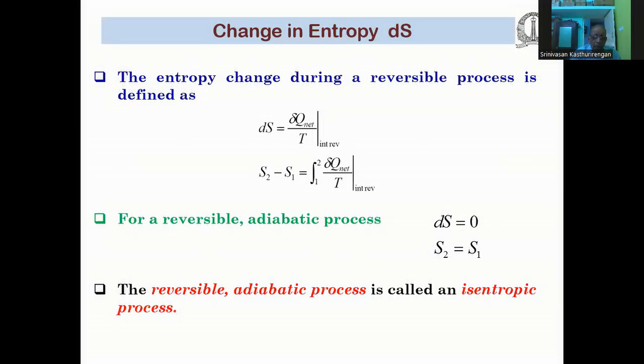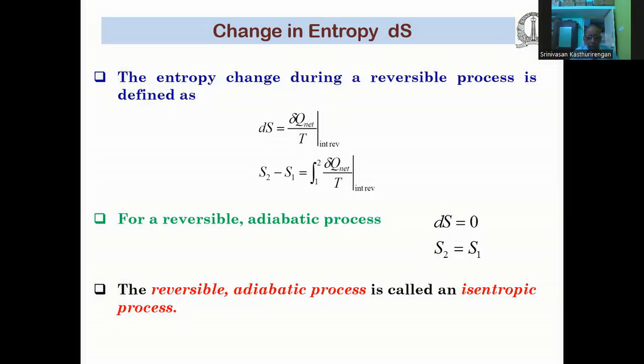In any case, a mathematical definition of entropy is more meaningful. The change in entropy during a reversible process is defined as dS is equal to dQ by T. The process is supposed to be reversible. That means if a certain quantity of heat is added to your system at a particular temperature T, there is a change in entropy dS, where dS is equal to dQ by T. If you integrate from one state to another state, then the change in entropy S2 minus S1 will be equal to the integral from 1 to 2 of dQ by T.